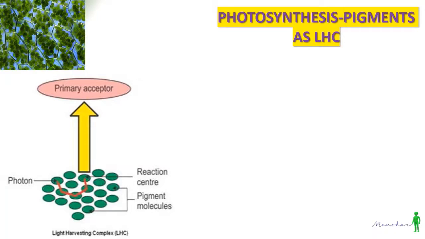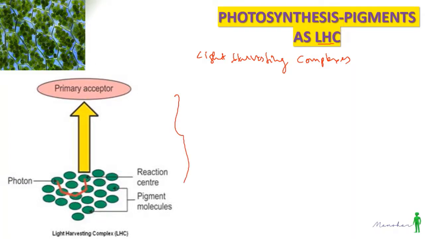These chlorophyll molecules in the thylakoids are arranged as an LHC system. It is light harvesting complexes. These photosynthetic pigments are arranged as LHCs, that is light harvesting complexes. These light harvesting complexes are again basically two types, that is photosystem 1 and photosystem 2. This is the model of the light harvesting complex system. Here it is known as a reaction center.